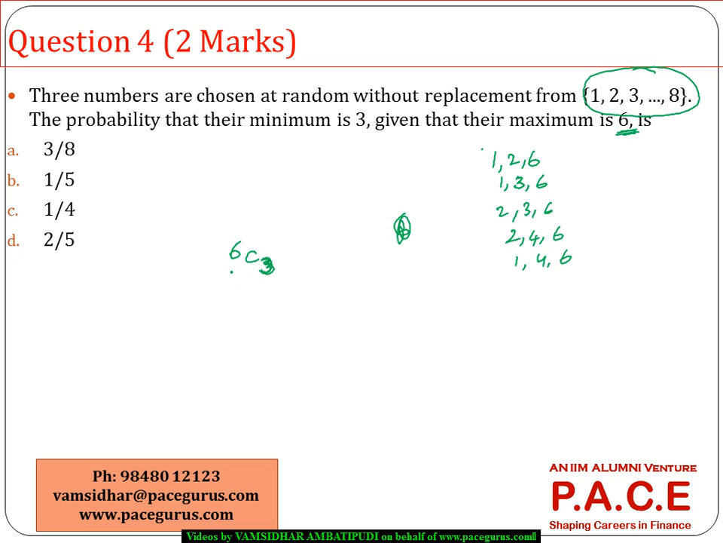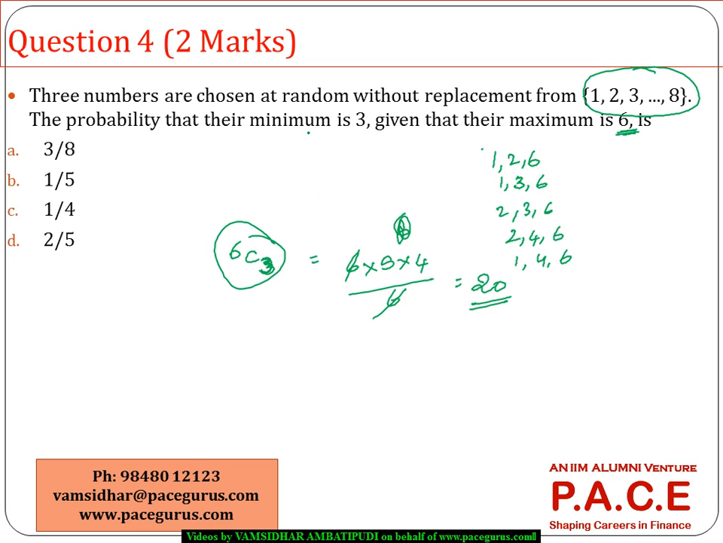Out of the top 6, the maximum is 6, which means possibilities 7 and 8 are not there, and out of the 6 I want to select 3, which can be done in 6C3 ways, that is 6 into 5 into 4 by 3 factorial, which works out to 20 such ways in which 3 numbers can be chosen from the first 6.